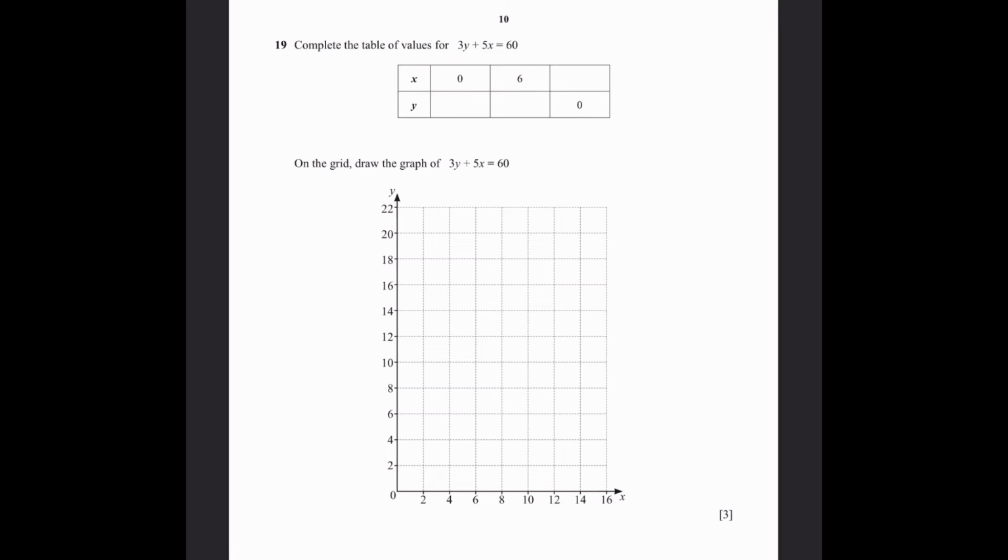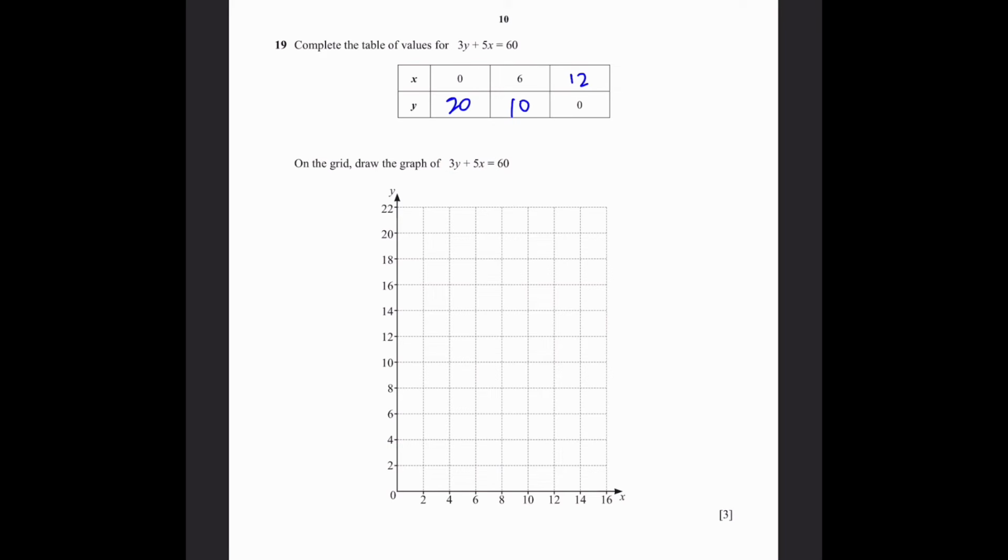Question 19. Complete the table of values for 3y plus 5x is equal to 60. So when x is 0, we substitute x equals 0 here, so 3y equals 60 and y equals 20. Now when x is 6, we just substitute that there, and then 3y is equal to 30 and y is equal to 10. Now when y is equal to 0, we substitute that there, 5x equals 60 and x is equal to 12. On the grid, draw the graph of 3y plus 5x equals 60.